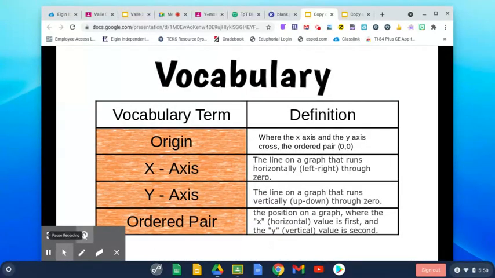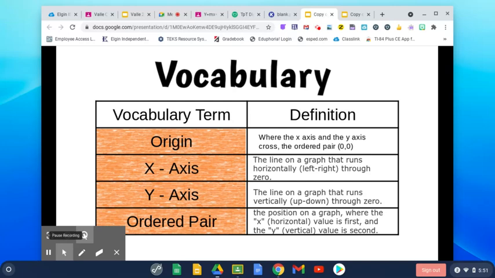First, let's review some vocabulary words that you've used before. The first vocabulary term that we're going to talk about is origin. The origin is where the x-axis and the y-axis cross. The ordered pair for this location is (0, 0).